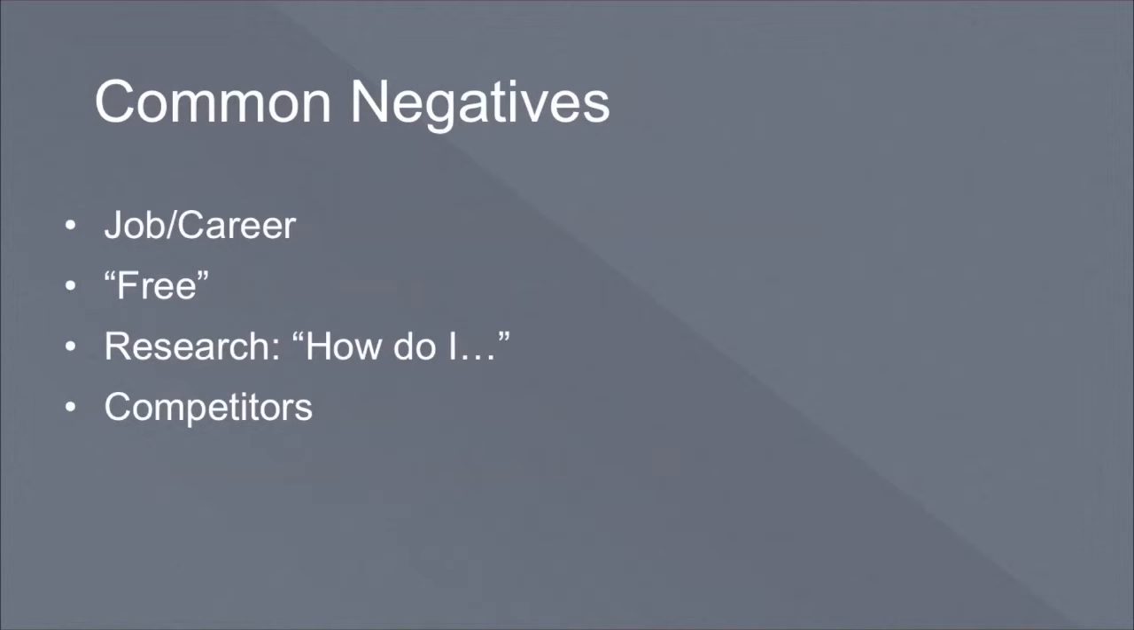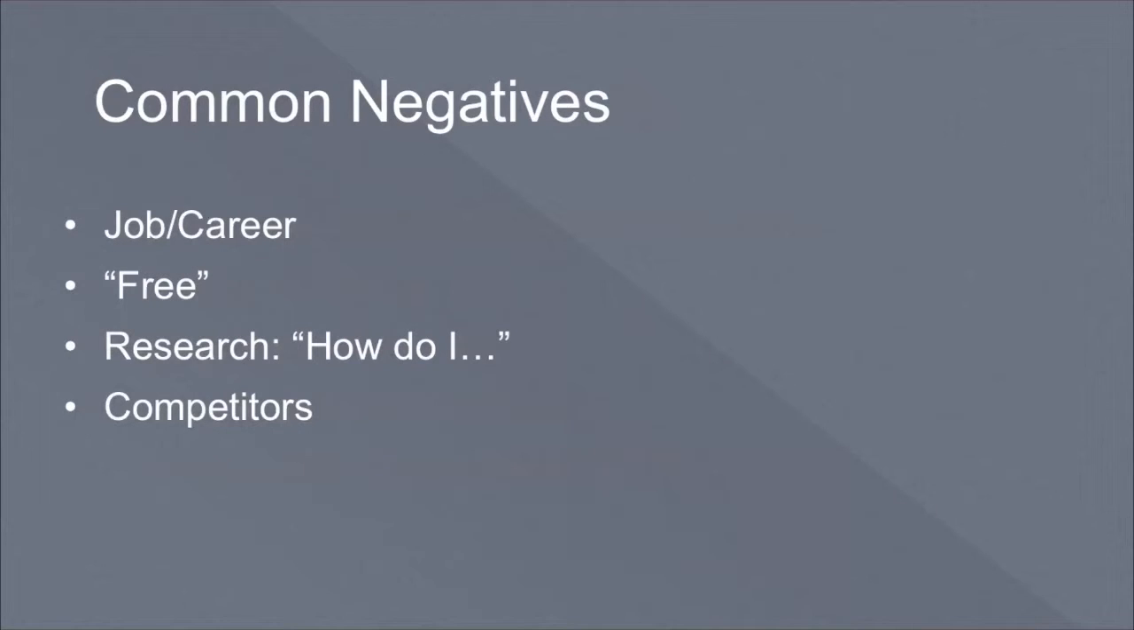Research-based keywords such as "how do I" are often negative because you're looking for buyers, not searchers. And also competitors. I would strongly recommend that in most of your campaigns, you have competitor names and brand names as a negative. We then separately have a competitor targeted campaign, but throughout the rest of our campaign, they're negatives. We want our ads to only show for competitors when we've specifically written an ad to target them. So we're targeting their weaknesses, not as part of our general search.